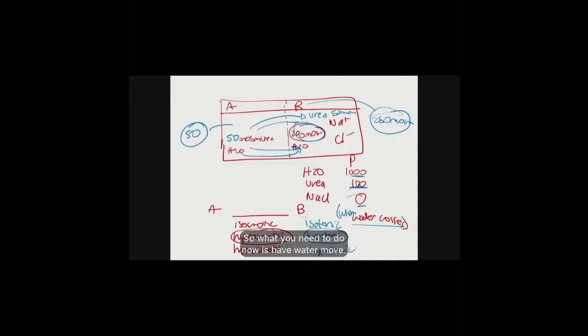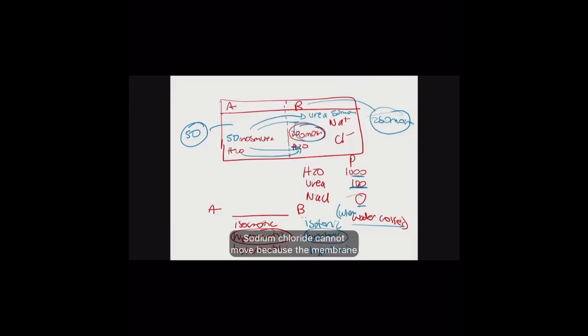So what you need to do now is have water move. Water starts moving from A to B because B has a higher osmolarity. Nothing else has moved. That's time 1. Time 2, whatever solute the membrane is permeable to, it's going to start moving down its own concentration gradient. In this case, the membrane is permeable to urea. You have 100 milliosmolar urea in A, no urea in B. So urea is going to start moving down its own concentration gradient until it equilibrates. So you're going to end up with the same amount of urea in A and in B, right?